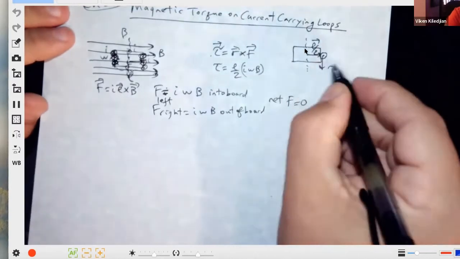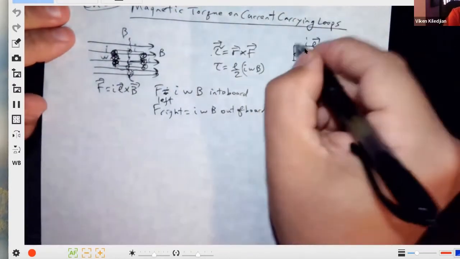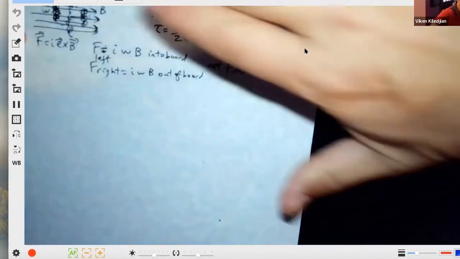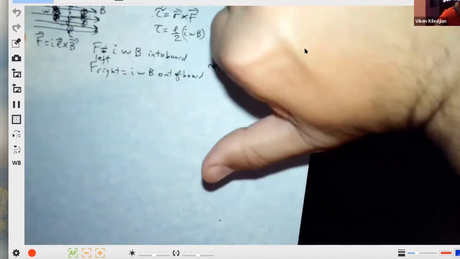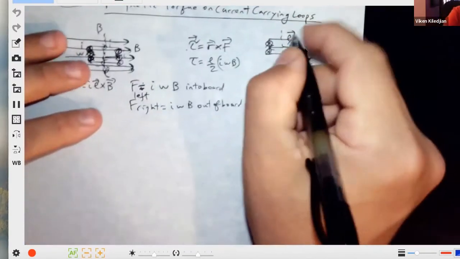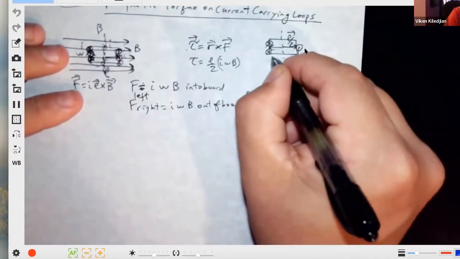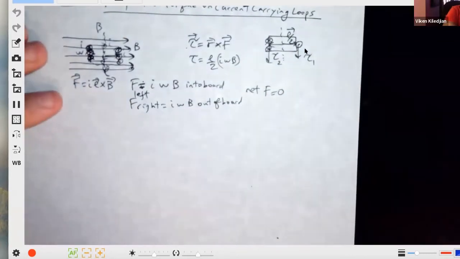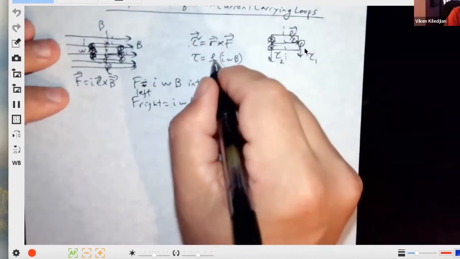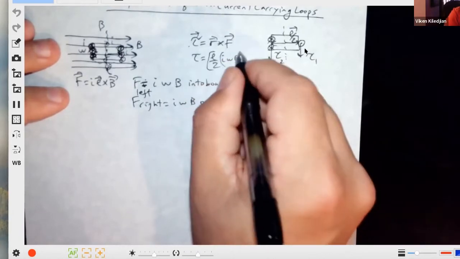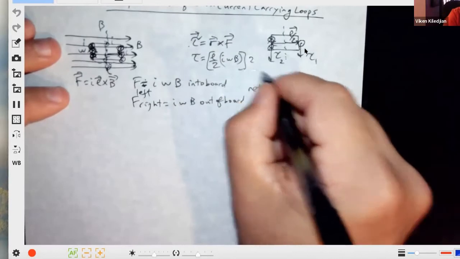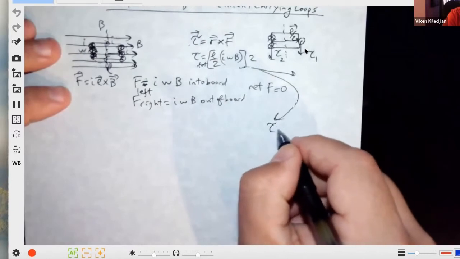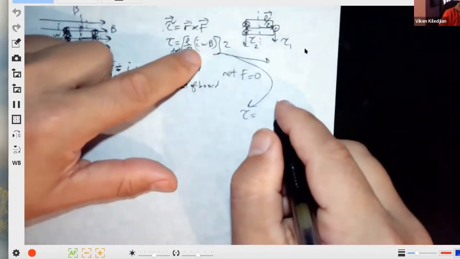And then the torque due to the left side is also down. You see, L over 2 crossed into the force. It's like this. So then you have here the two torques add up essentially, torque 1 and torque 2. So then you basically double this: L over 2 times IWB times 2. And then the net torque, this is the total torque, is going to be just L I W B.